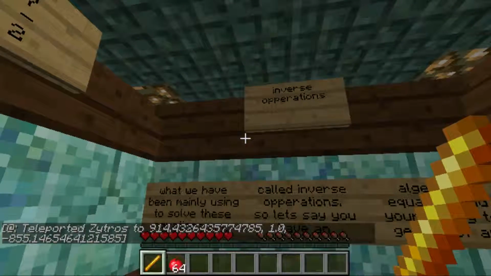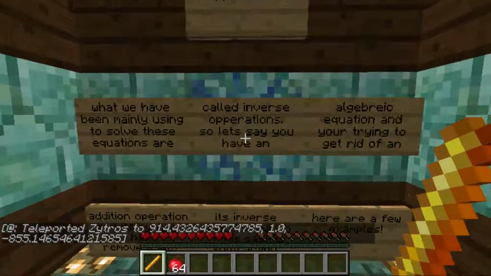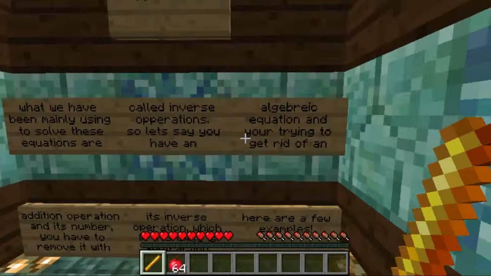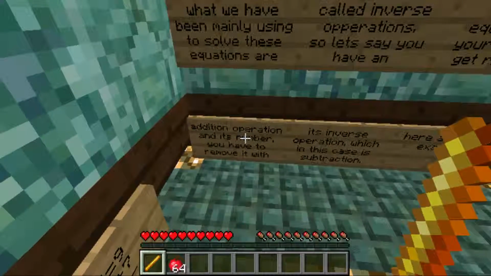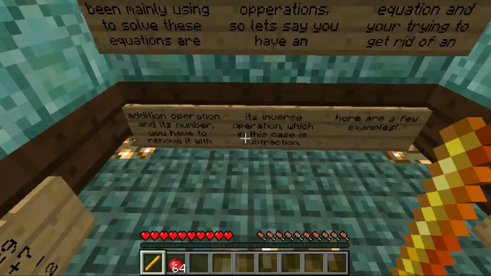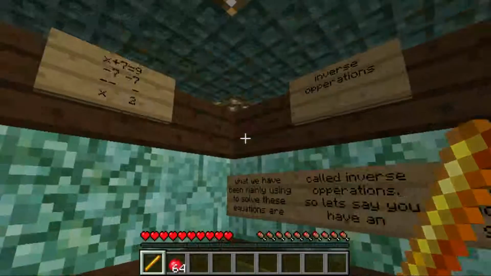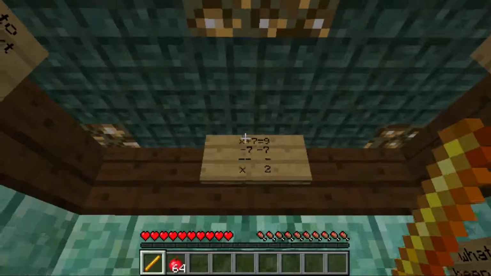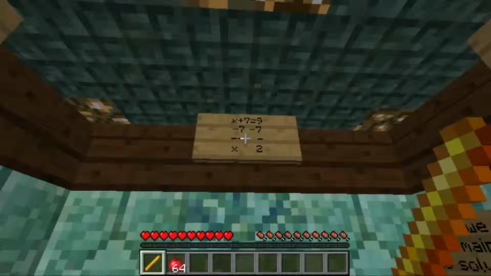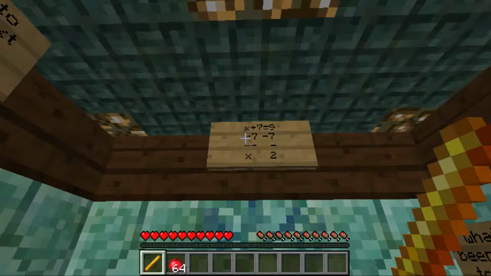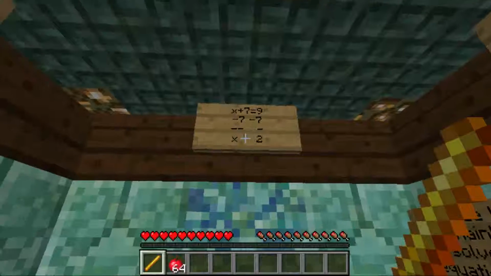Inverse operations. What we are mainly using to solve these equations are called inverse operations. So let's say you have an algebraic equation and you are trying to get rid of an addition operation and its number. You have to remove it with its inverse operation, which in this case is subtraction. Here are a few examples. So x plus 7 equals 9. The inverse operation for addition is subtraction. And so that'll give you x equals 2. Oops, forgot the equals there.